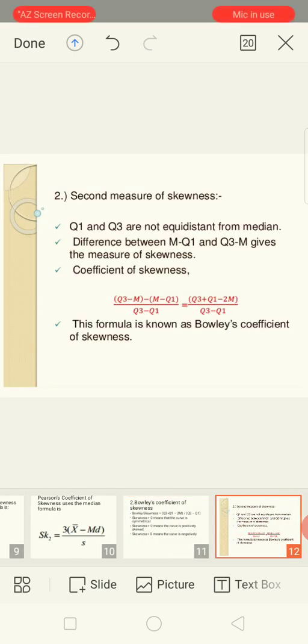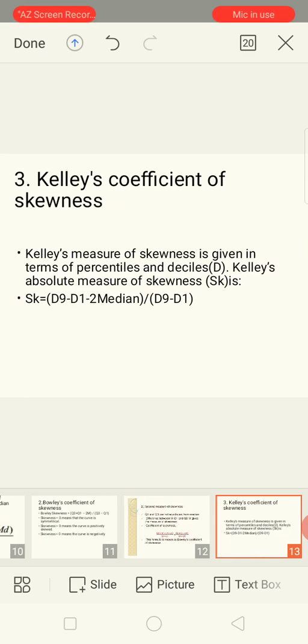So the second measure of skewness is called Bowley's coefficient of skewness. In this measure of skewness, Q1 and Q3 are not equidistant from median. So this is the second method used for measuring skewness. This formula is called Bowley's coefficient of skewness.